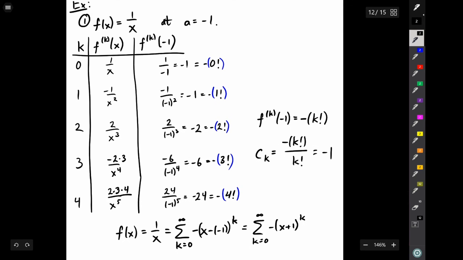But finding a Taylor series really isn't that bad. It's the same process as finding a Maclaurin series, just instead of plugging in 0, we plug in whatever number we need to.